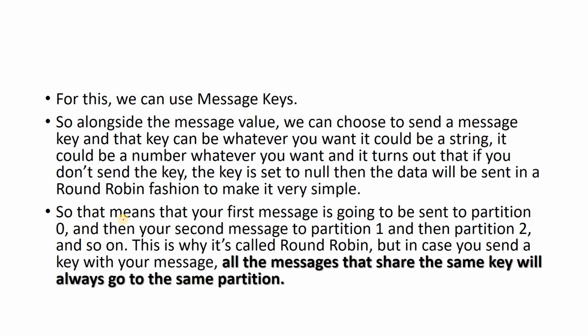So that's what is written here. If you don't specify any key, if the key is null, then it will follow the round robin fashion. That means your first message is going to be sent to partition 0, your second message to partition 1, the next one to partition 2, and so on. Again it will repeat from partition 0 and make a full cycle that way. This is why it is called round robin.